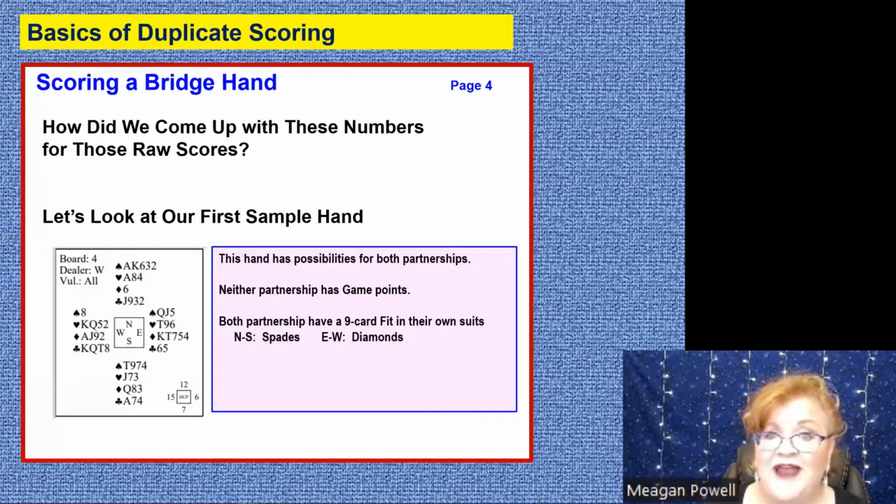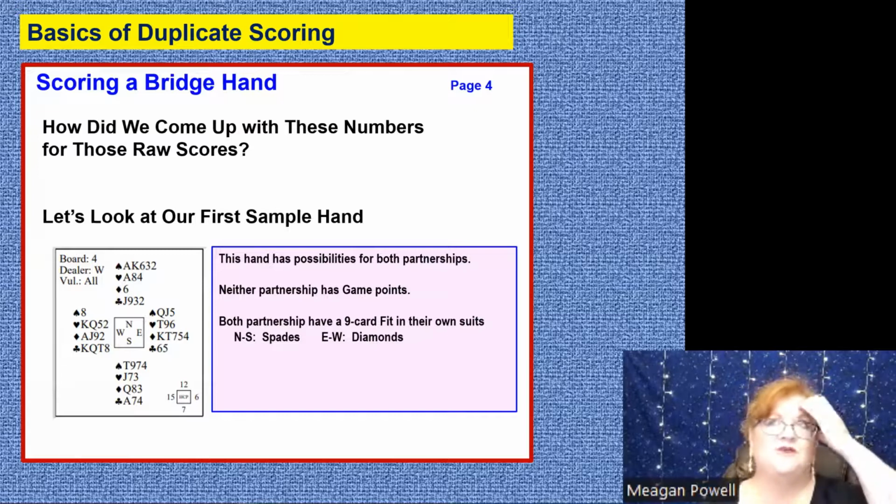So you will know from a hand record after the game who was vulnerable, who wasn't, so that you can remember. You won't have to remember was I vulnerable or not. It'll say it right in the hand record.